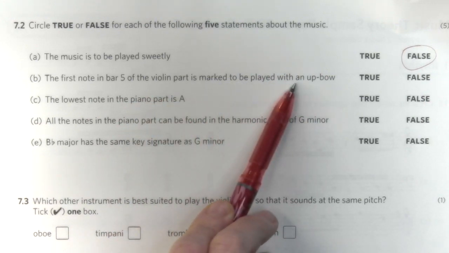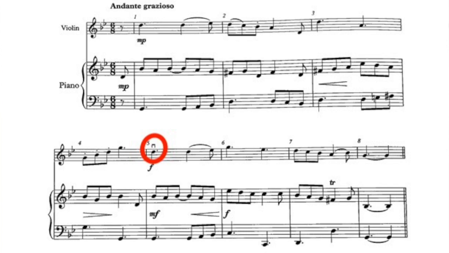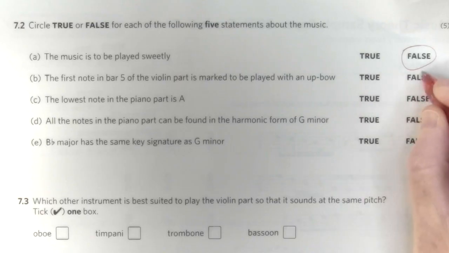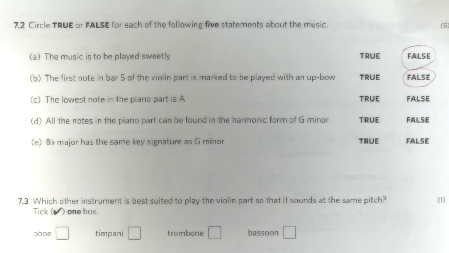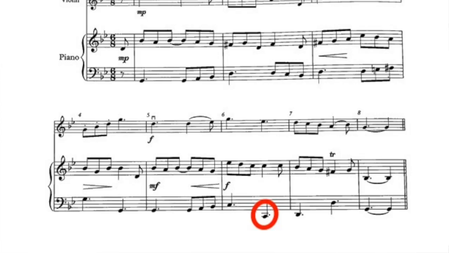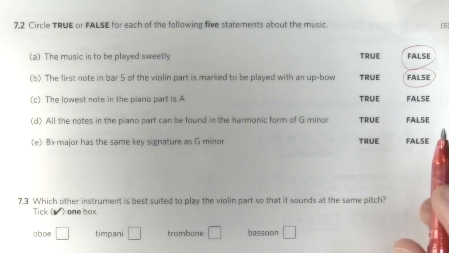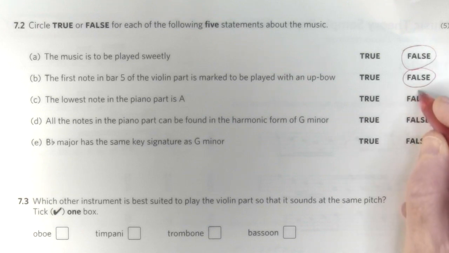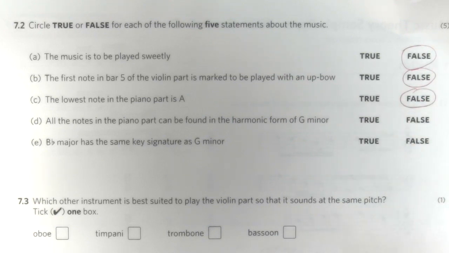The first note in bar 5 of the violin part is marked to be played with an up bow. And if we go to bar 5, we see a down bow. So this is incorrect. The lowest note in the piano part is A. And I'm afraid it is C, this low C down there. So it's not La, but it's La plus 2. That's a trick. It's not in treble clef, but it's in bass clef.